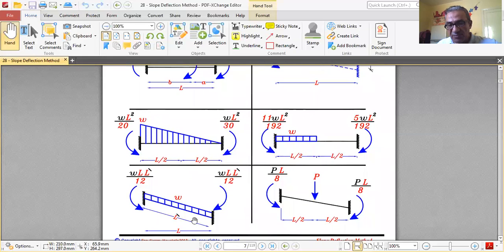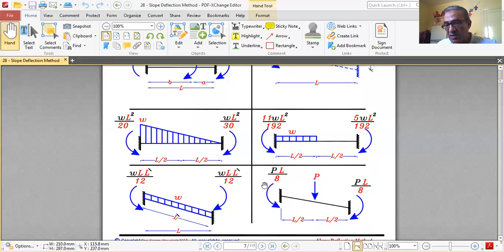What about this fixed beam and inclined beam and W? W is vertical down or perpendicular to L, and L dash is the inclined portion. The moment on each side is the same. WL, which is the horizontal portion, the one perpendicular to the load direction, multiplied by L dash, the inclined length, over 12. So WL L dash over 12 on both sides.